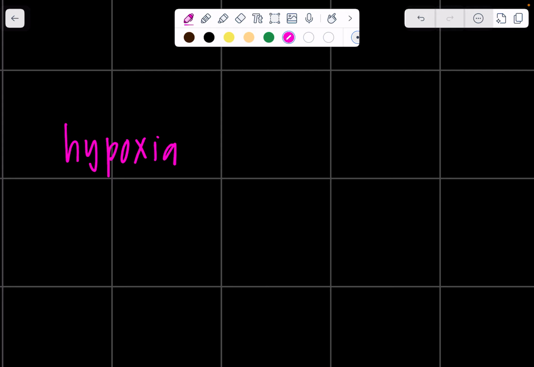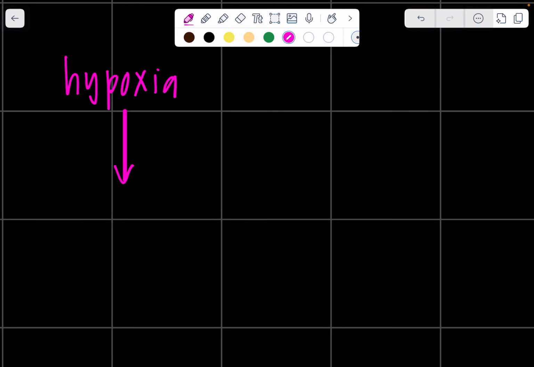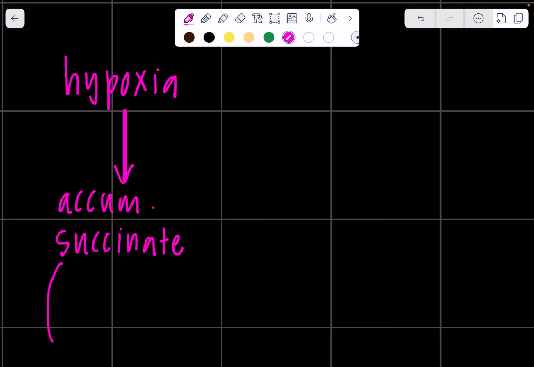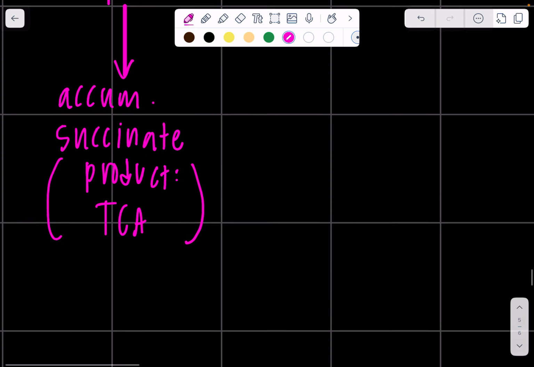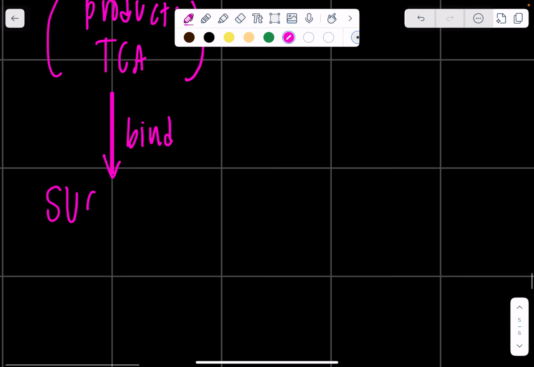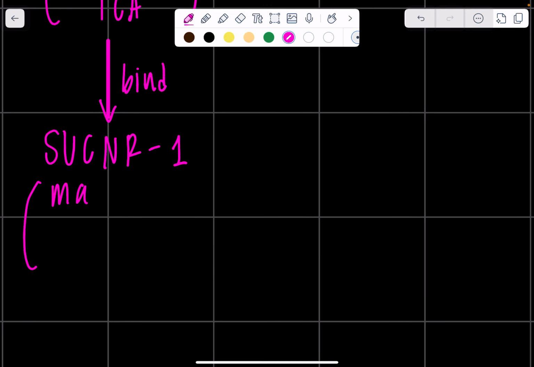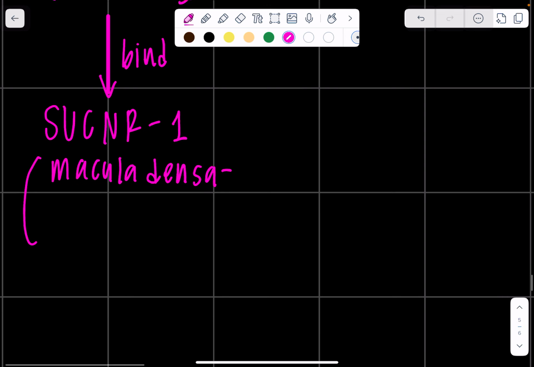Not great. So hypoxia, consistent low oxygen, causes an accumulation of succinate. And if you'll recall, succinate is a product from our TCA cycle. So when we have that accumulation of succinate, it will bind to a receptor called SUCNR1. Long name. And those receptors are located on the macula densa, which are cells located in the distal convoluted tubule.